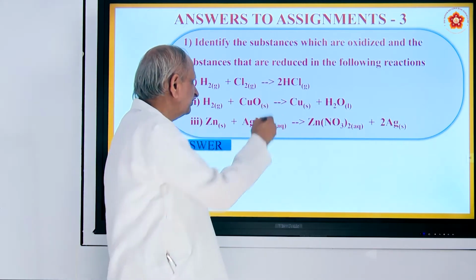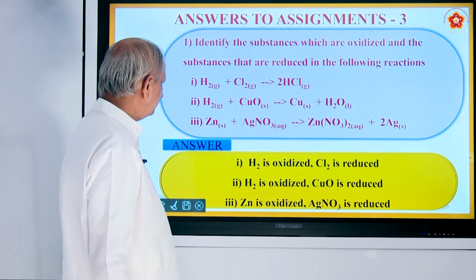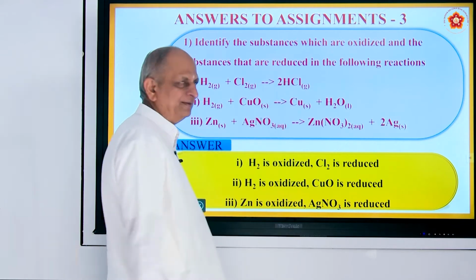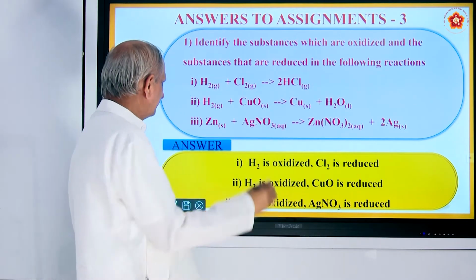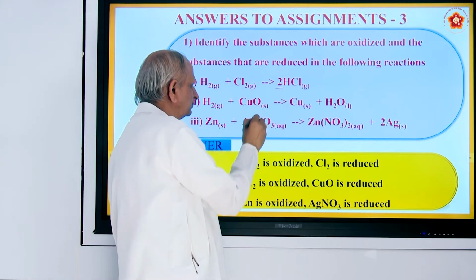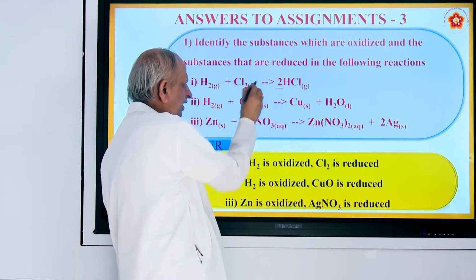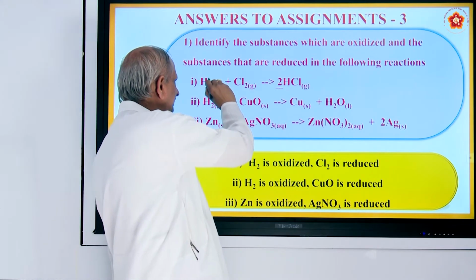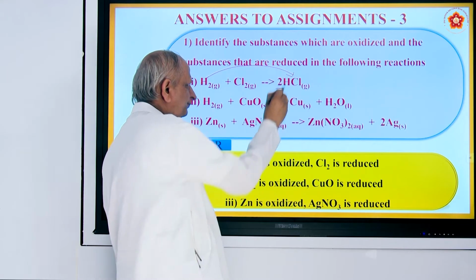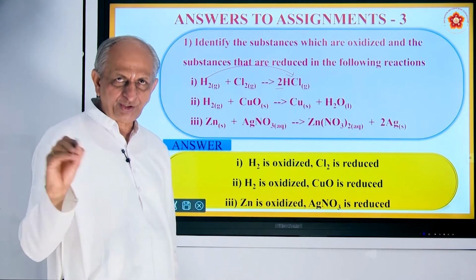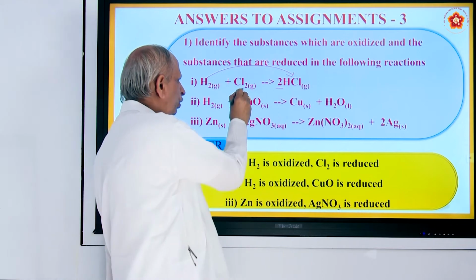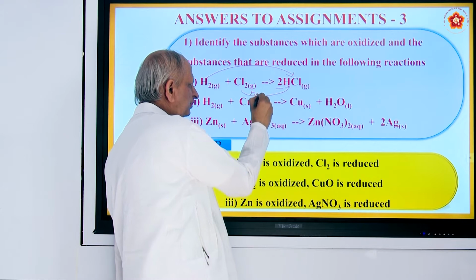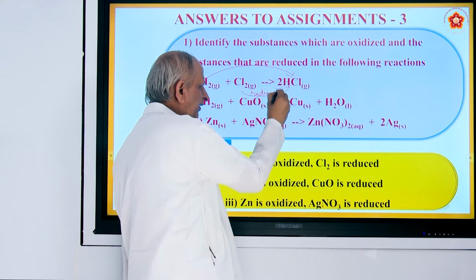Here three equations are given. First one is hydrogen plus chlorine gives hydrogen chloride. And if you balance it, you get 2 here. So 2 hydrogen, 2Cl, 2Cl. That is a balanced equation. Here hydrogen is oxidized. When you say hydrogen is oxidized, chlorine is reduced. Why is it reduced? That is addition of hydrogen.